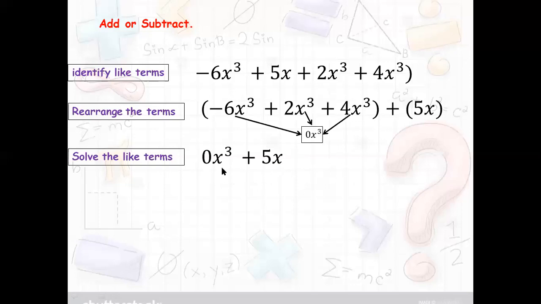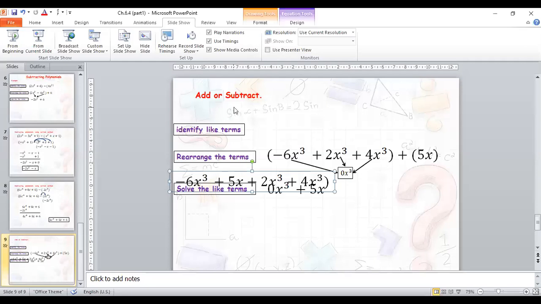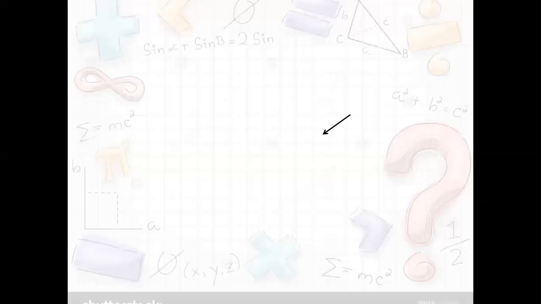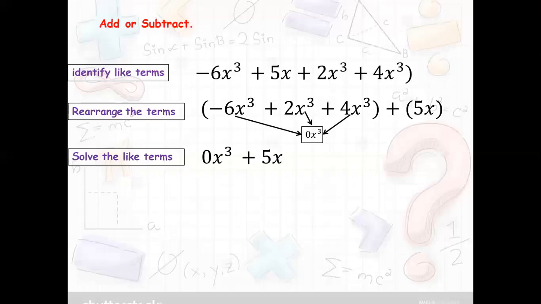But is this the final answer? As you can see that there is 0x cubed. So 0x cubed has nothing to do with this. If the coefficient itself is 0, there is no point. So your answer is only going to be 5x. So the answer itself is going to be only 5x, not 0x cubed plus 5x. The answer is going to be only 5x.